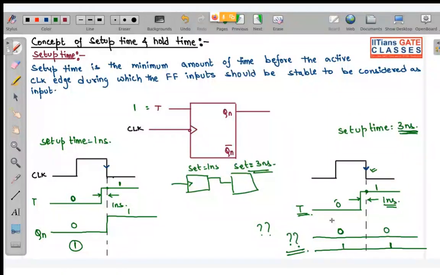Setup time, Piyush? Actually, if the input is present even before setup time, then we can always guarantee that the output will be 0 or 1. But when the input comes at a time less than setup time, as here, we can't guarantee what the output will be. Output, yes, very good.